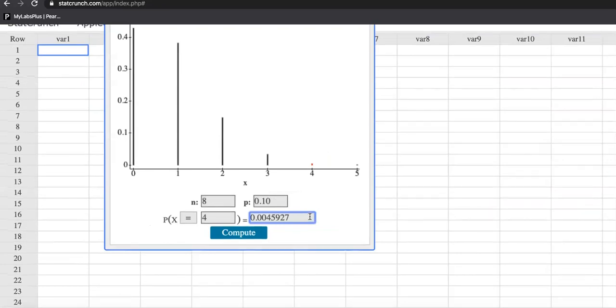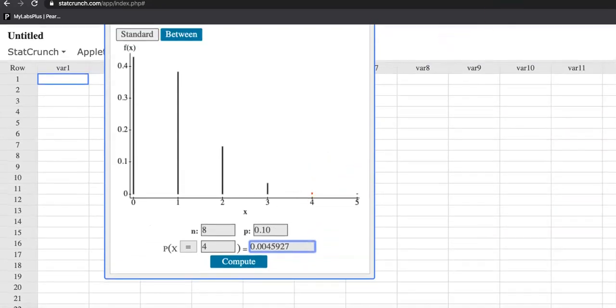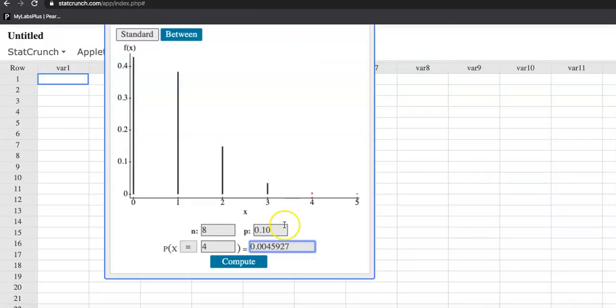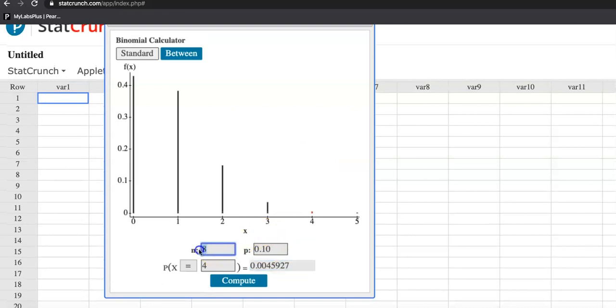What they are saying is, because notice the probability of them carpooling to work was only 10%, right? Only 10% of them commute to jobs by carpooling, only 10%. So if we interview 8 people, what's the chance that half of them carpool? It's going to be very low. It's going to be very low.